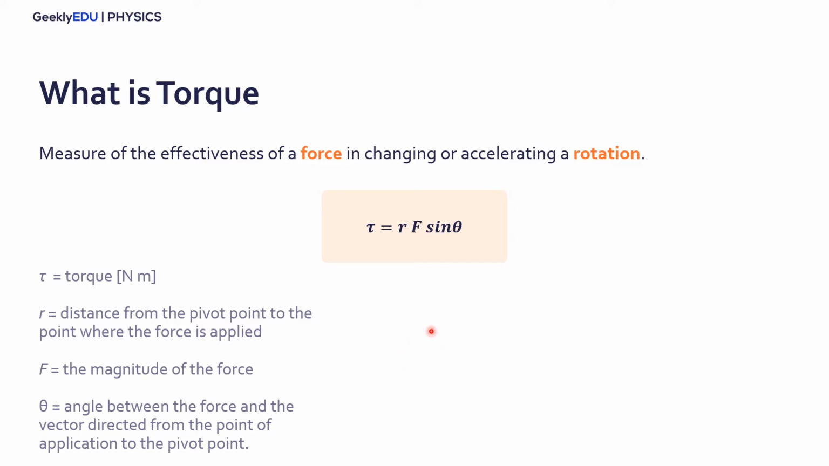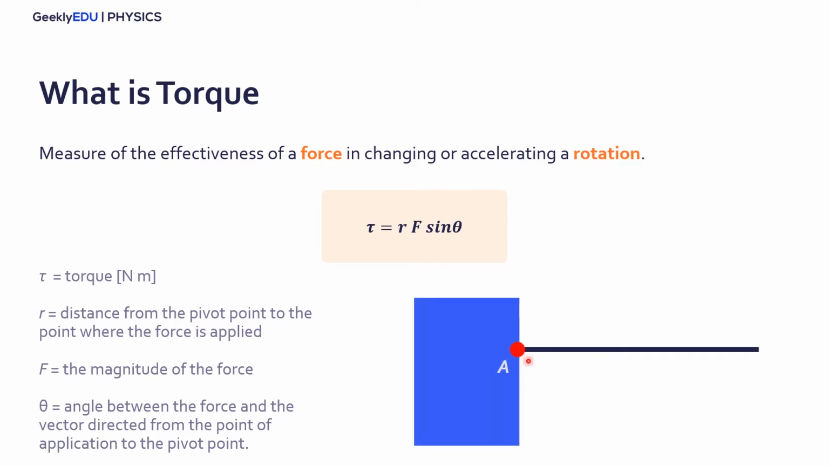So let's understand it better using this example here. We have a beam that's attached to a wall at point A, okay? So then we exert a force right here. This force is at a certain distance from the pivot point, R, and it also has a certain angle here between the force vector and the vector directed from the point of application to the pivot point. Because of this force, the beam tends to turn, and what is turning the beam is actually the torque.